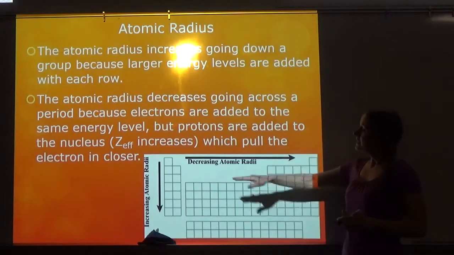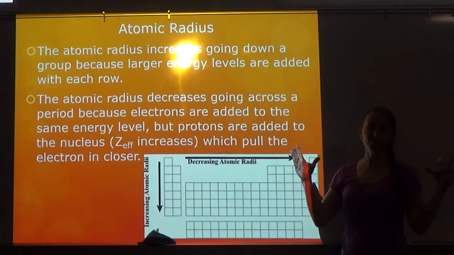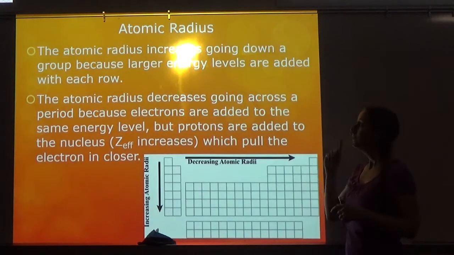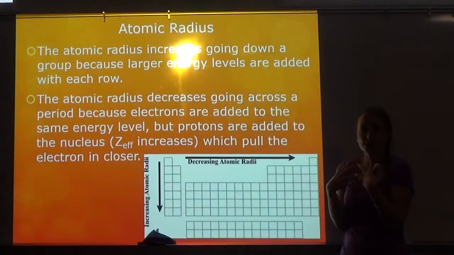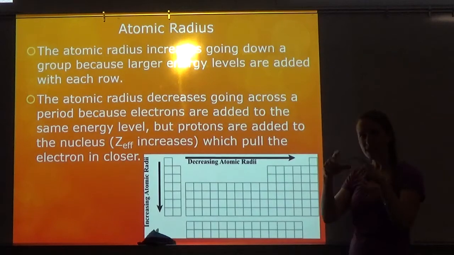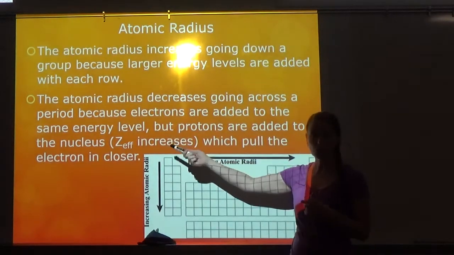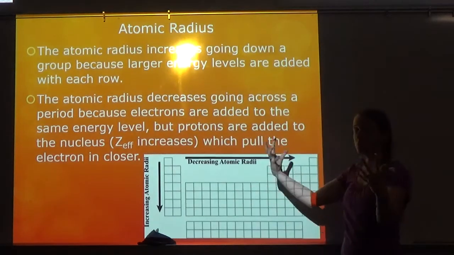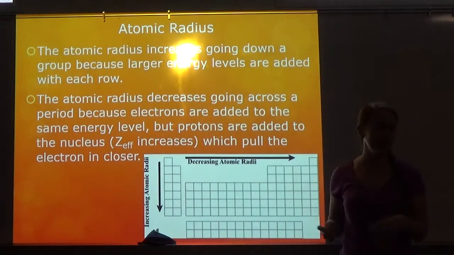The atomic radius decreases going across a period because electrons are added to the same energy level. So it's not actually getting bigger. They're just in the same level. But protons are added to the nucleus, which means your Z effective increases, which pulls the electrons in closer. A lot of people think it should stay the same going across because you're just adding to the same energy level. But remember, because the Z effective, the nucleus, is getting stronger, it can pull the electrons in closer. So that's what causes the decrease across a period.